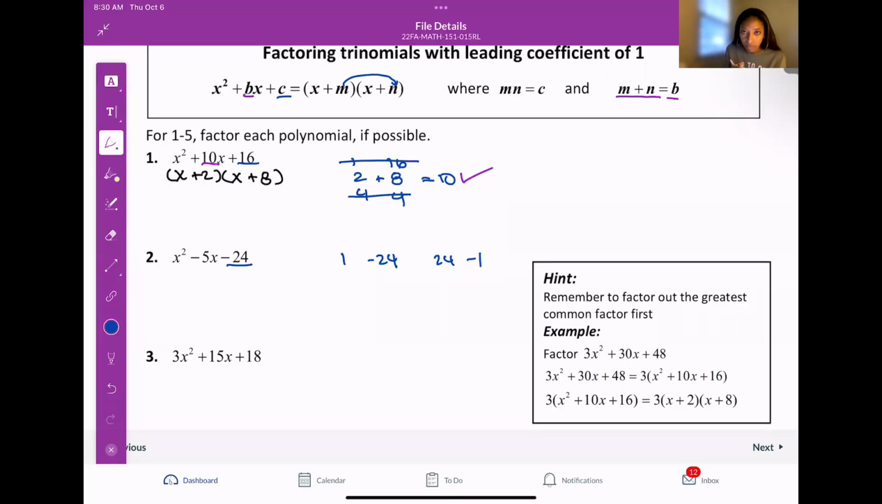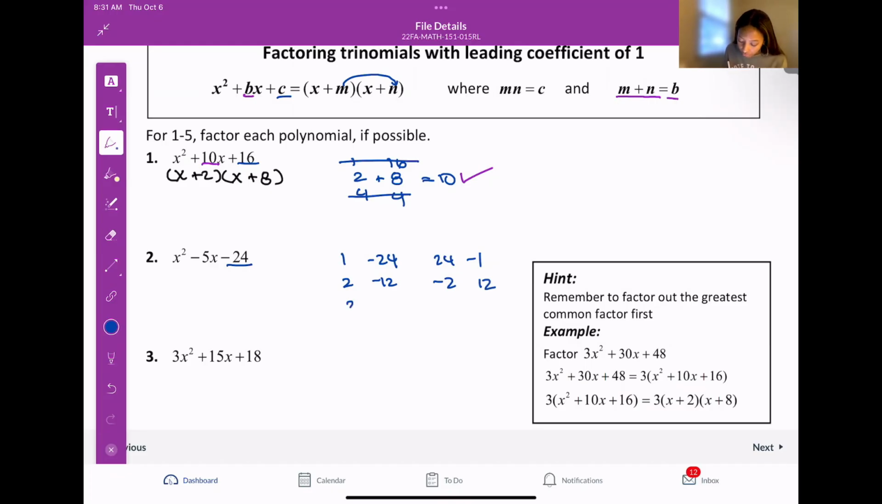1 and 24, we know that won't work. They don't add to 5 either way. Then we have 2 and negative 12, or negative 12 and 2. Neither of those work. That'll give us negative 2 and positive 12. Those will give us negative 10 and 10.